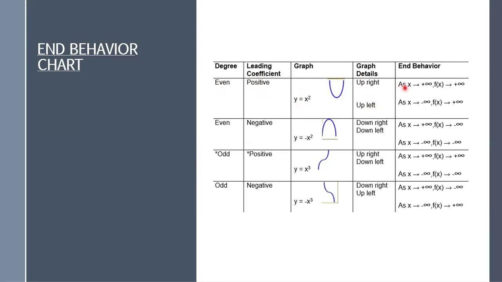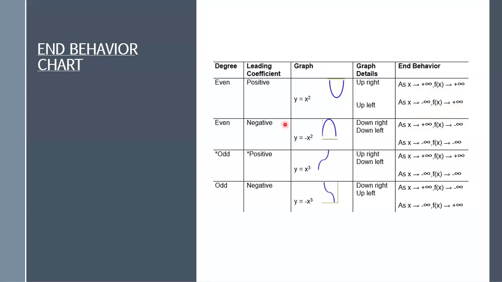And then using intervals, we would say that as x approaches positive infinity, the function will also approach positive infinity. And as x approaches negative infinity, that's on the left side, then the value of that function will approach positive infinity.